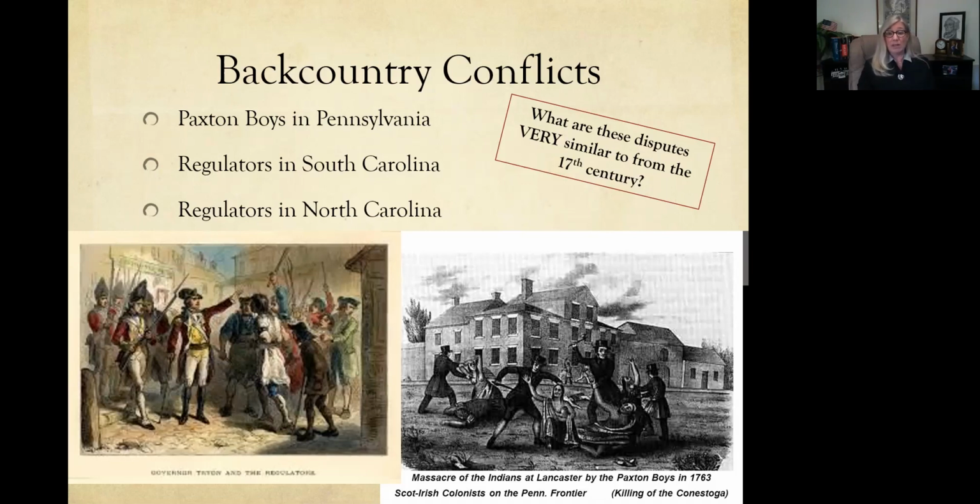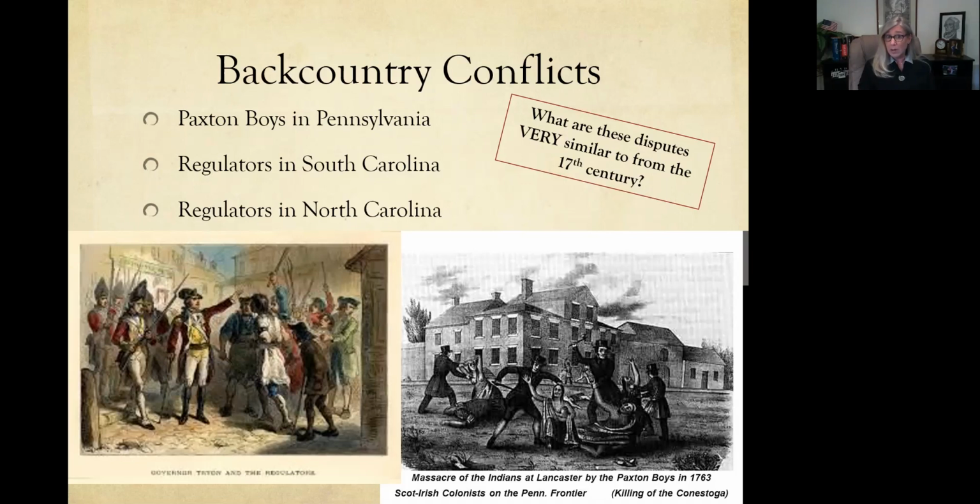And the Paxton Boys said, well, we're going to take care of it ourselves. So they go into the frontier, they kill 20 or so Indians, and then the colonial government is furious. And so the governor there puts them on trial, these Paxton Boys. And then more of the frontiersmen are coming into Philadelphia and they're ready to riot. It's almost the same situation that we had much, much earlier in Virginia.